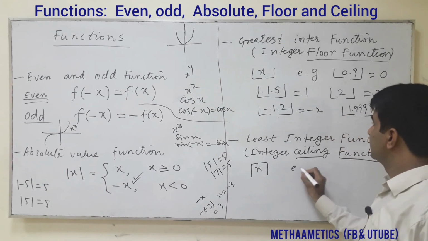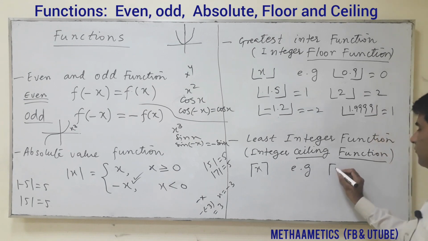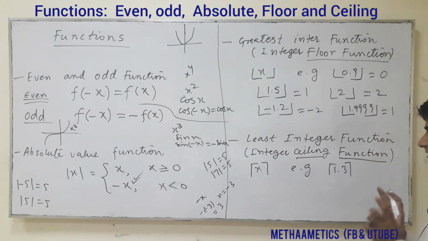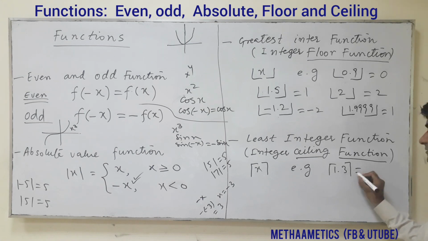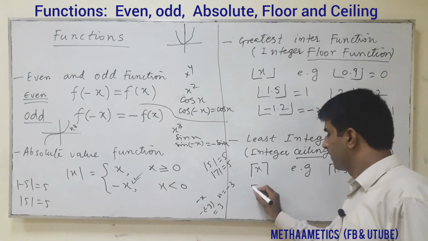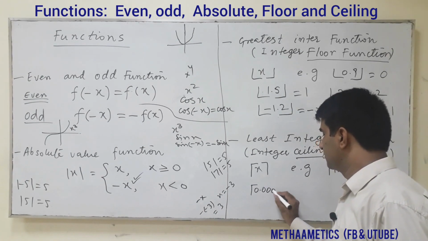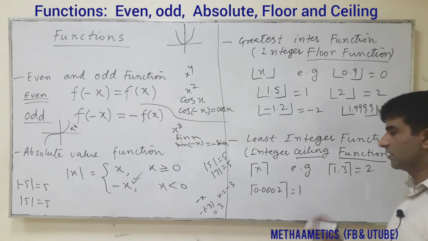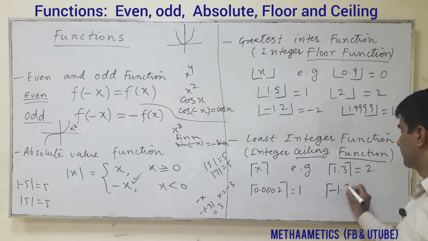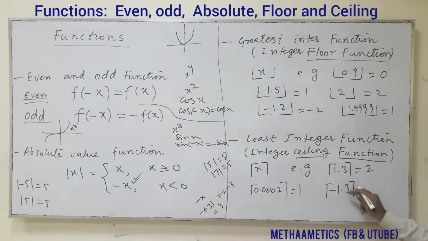Okay, for example, if we put the value 1.3, we will get an integer. The result is always an integer, but greater than 1.3. The integer greater than this is 2. Okay, if we have 0.0002, we get an integer greater than this, so the result is 1. Okay, for minus 1.3, it will not be minus 2 but minus 1, because minus 1 is greater than this. We have to get a greater value.